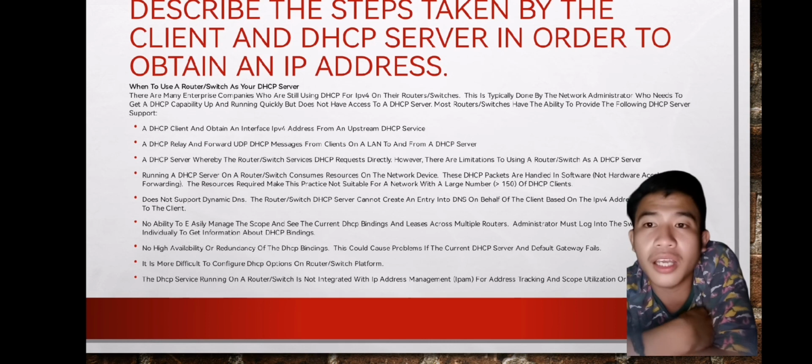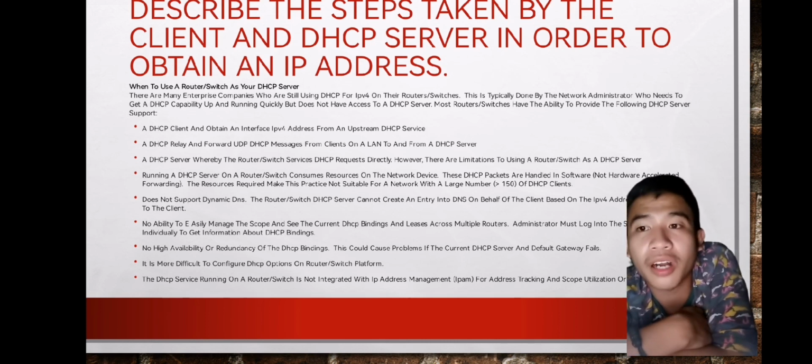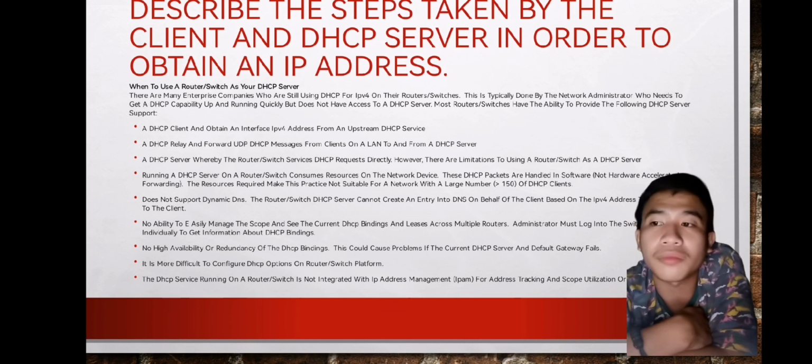Second to the last is it is more difficult to configure DHCP options on a router or switch platform. Last but not the least is the DHCP server running on a router or switch is not integrated with IP address management, IPAM, for address tracing or tracking, scope utilization, or security forensics.